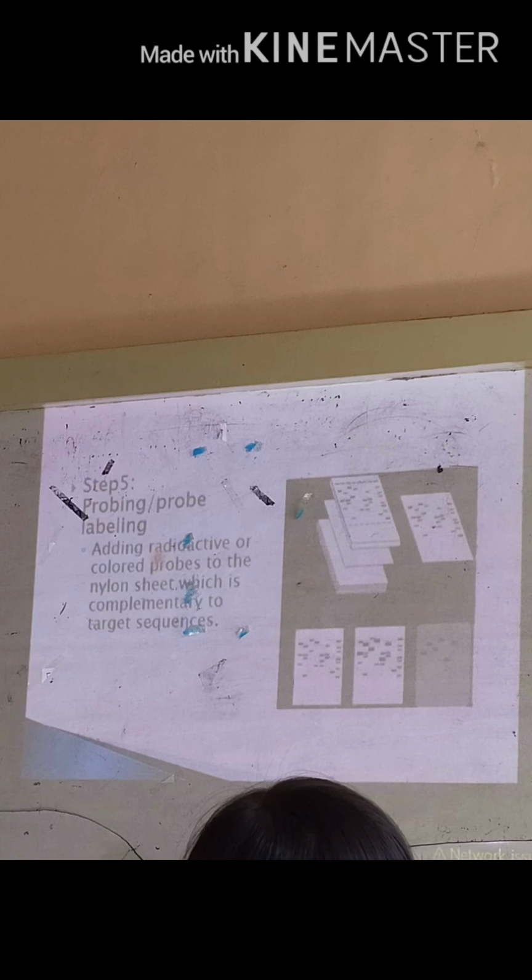Step 5, probing or probe labeling. Adding radioactive or colored probes to the nylon sheet, which are complementary to target sequences. Step 6, hybridization. Labeled probe DNA should be hybridized with the complementary sequences located on the nylon membrane for the detection of positive bands. Step 7.